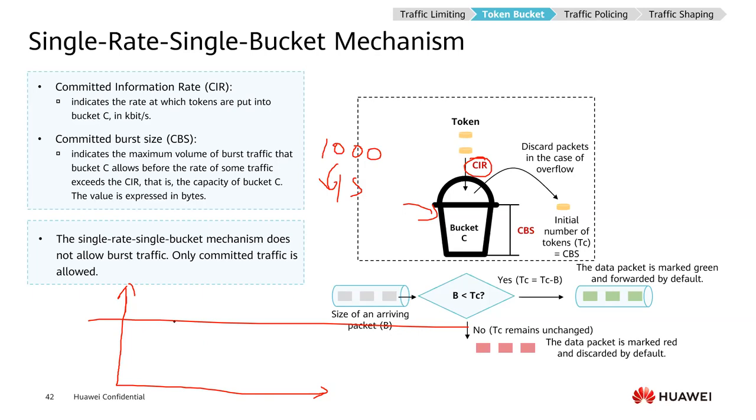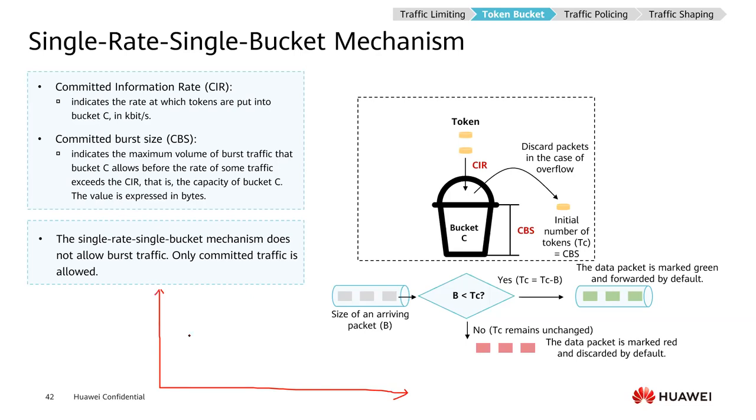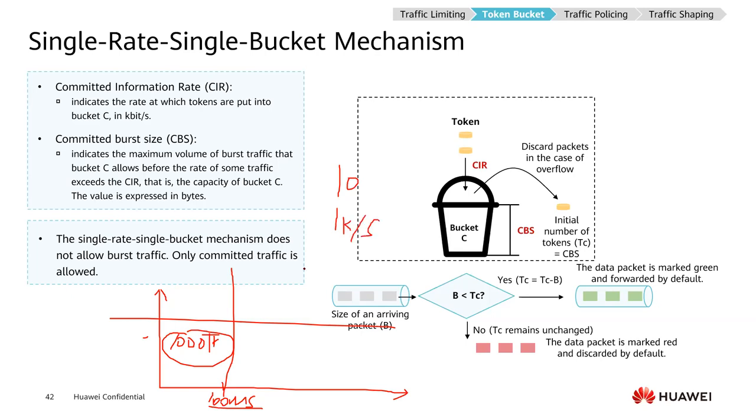But I cannot just, for example, in the first 100 milliseconds, put 1,000 tokens into the bucket, and if there is some traffic with a burst, then in 1 millisecond they will use all the tokens. So in this 100 milliseconds, the network speed is not 1K per second. Actually, it will be 10K per second. Because in 100 milliseconds, I already used all the 1,000 tokens.